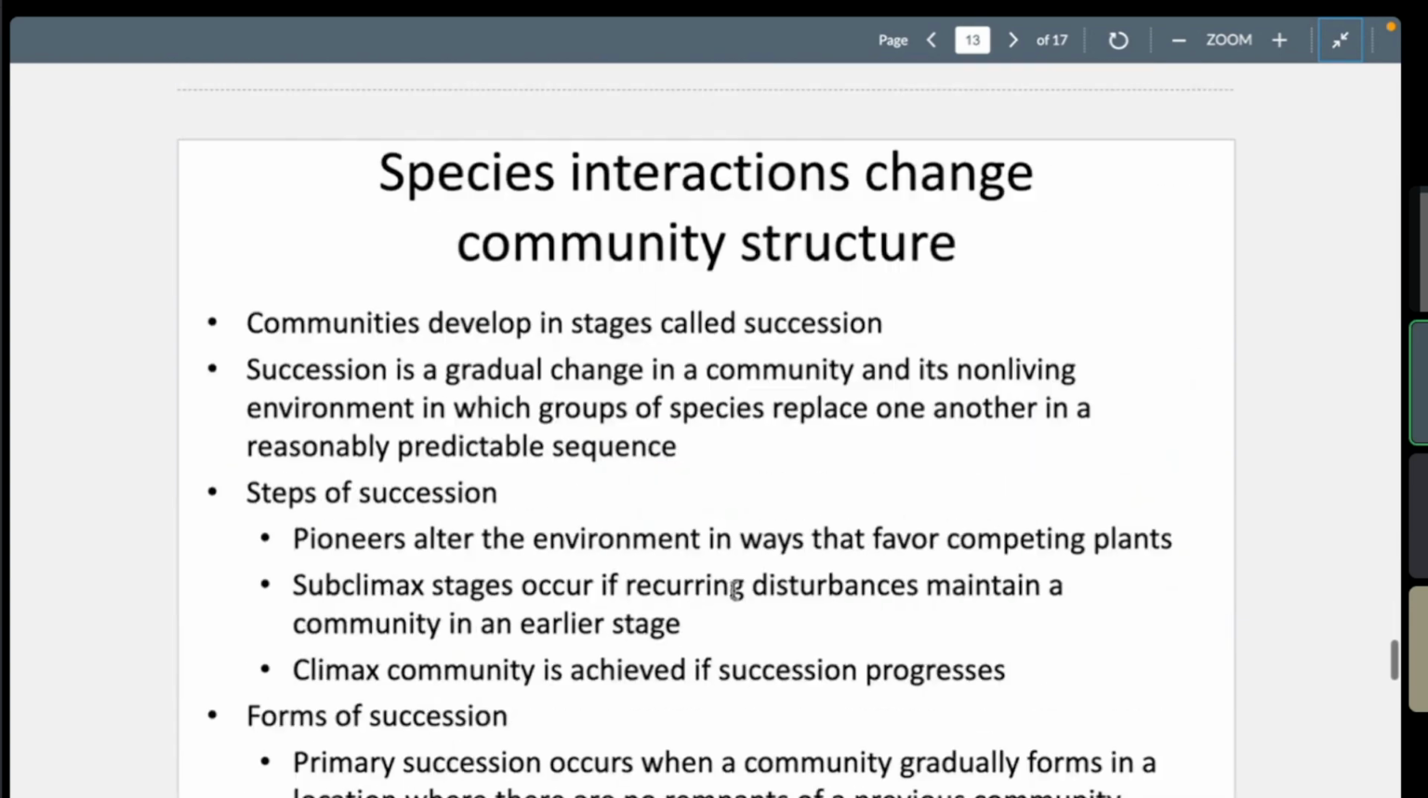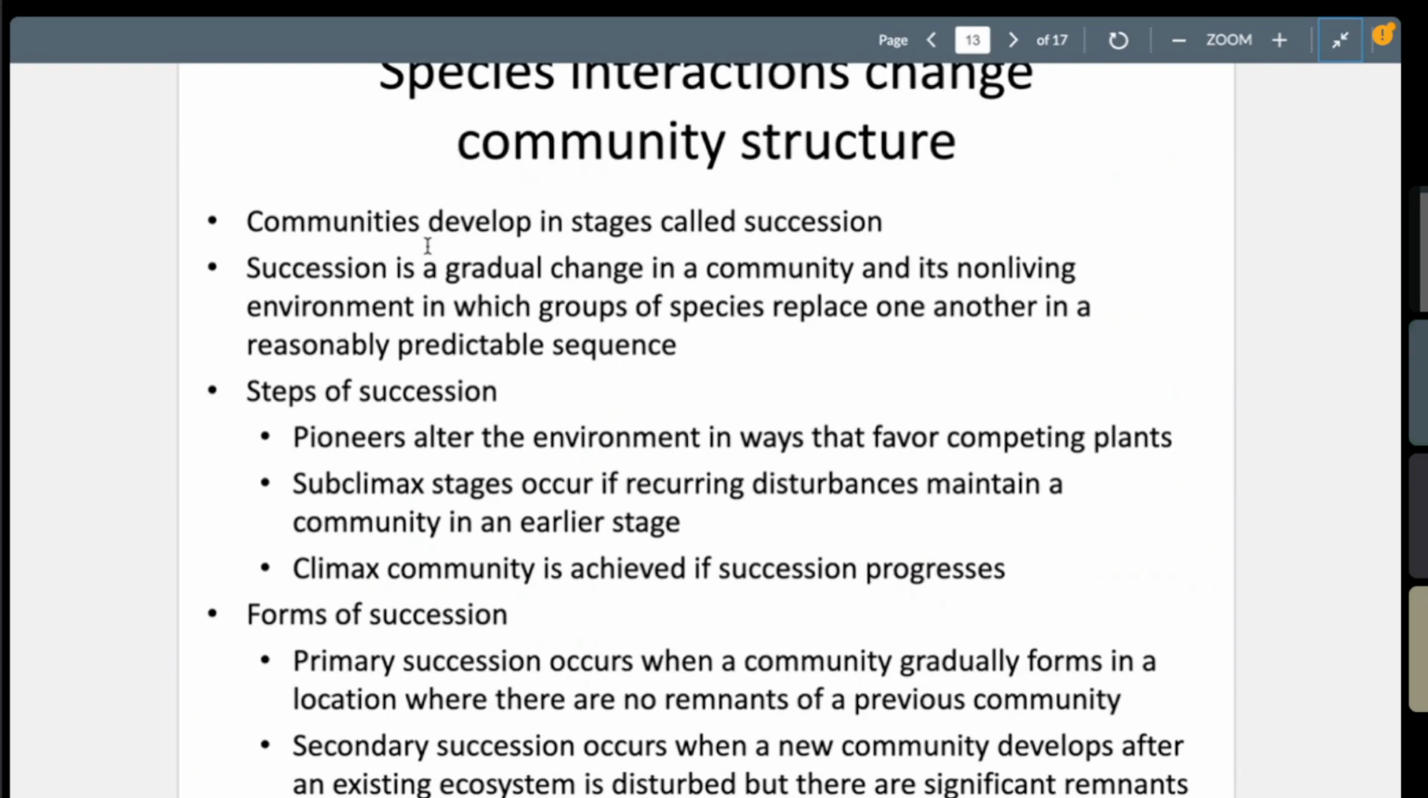So let's go more into species interaction and how it can change communities. Communities develop in stages called succession. Succession is a gradual change in a community and its non-living environment in which groups of species replace one another in a reasonably predictable sequence. So what are the steps of succession? Pioneers, which are the first to colonize the environment, can alter the environment in favorable ways. The subclimax stages occur if recurring disturbances maintain a community in earlier stages. A climax community is achieved as succession progresses.